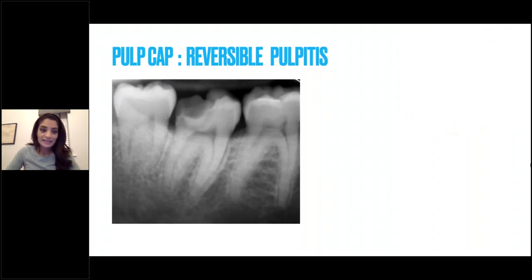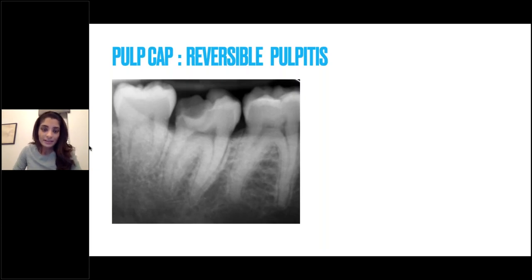So if we consider this case, this patient presented to me with symptoms of reversible pulpitis. You can see here the caries distally is very close to the pulp. It's a little bit subgingival as well. And we can see that the pulp horn has actually retreated away, so there's some sort of healing going on here, with the pulp retreating away from the caries. And there's no obvious periapical lesion.